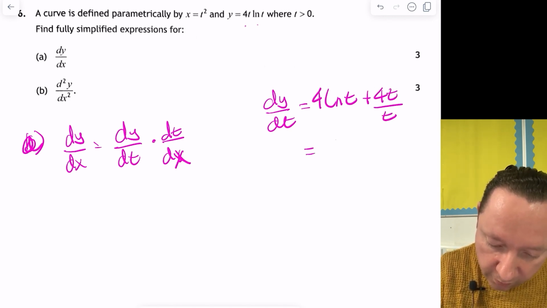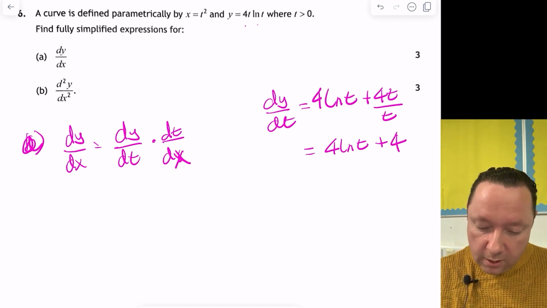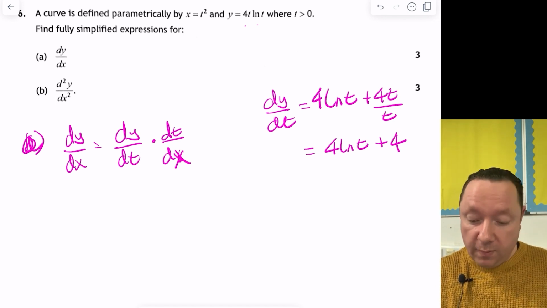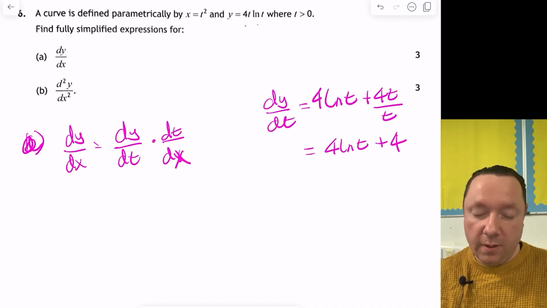Simplify that, we get 4 log t plus 4, even. What an idiot I am. 4 log t plus 4. Now we could simplify that further by putting it in brackets, but I'll leave it like that for now in case I need it outside. I'll put it back in later.